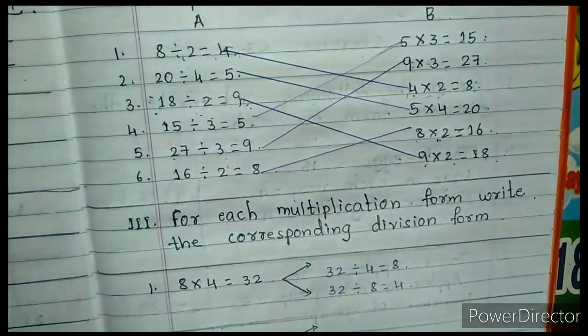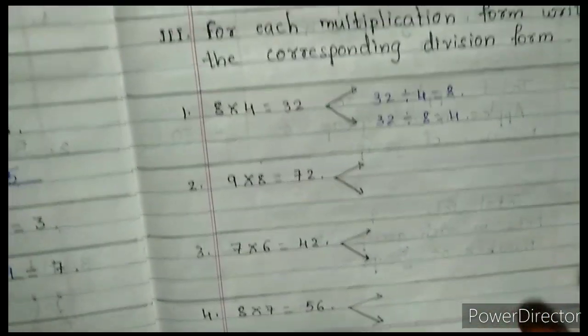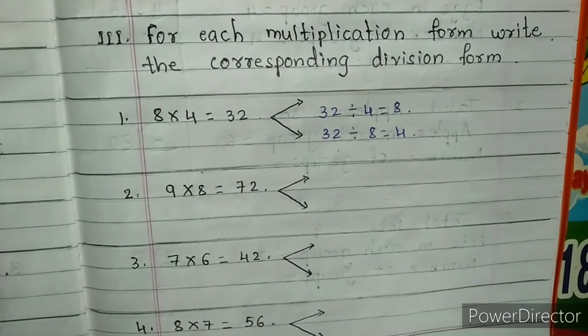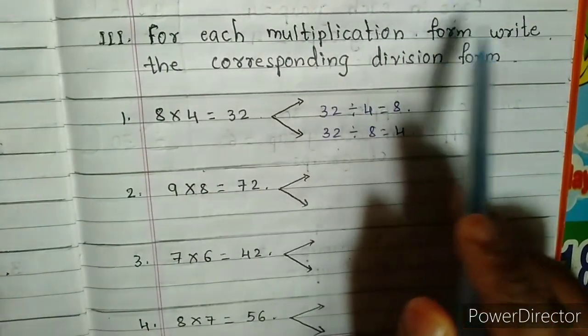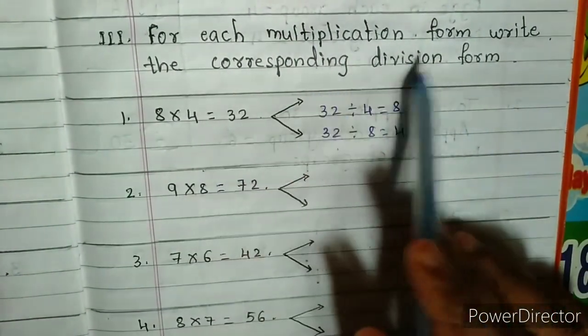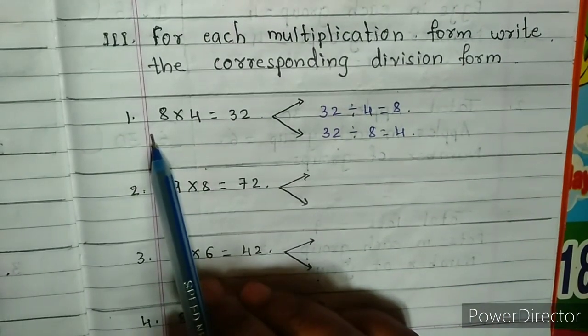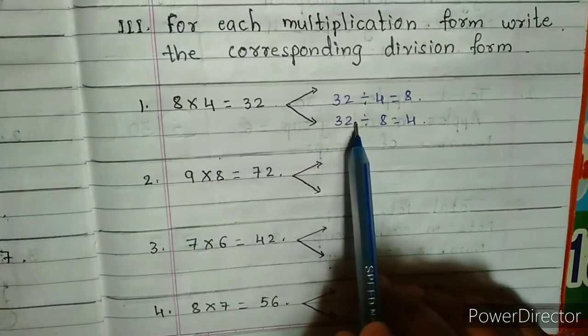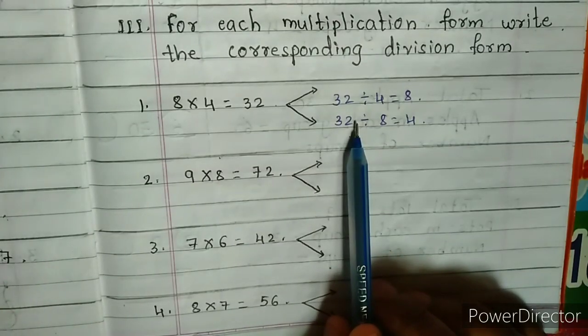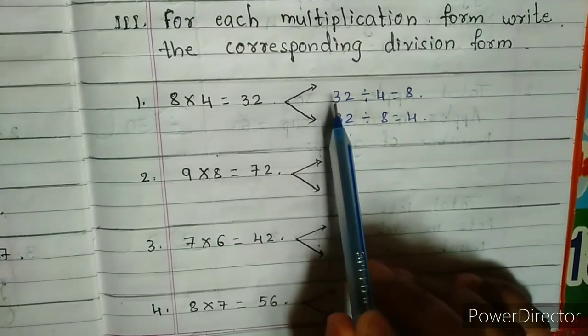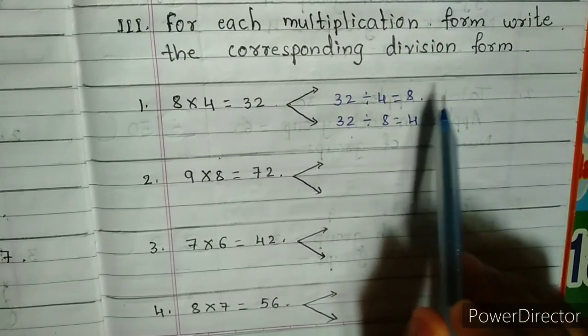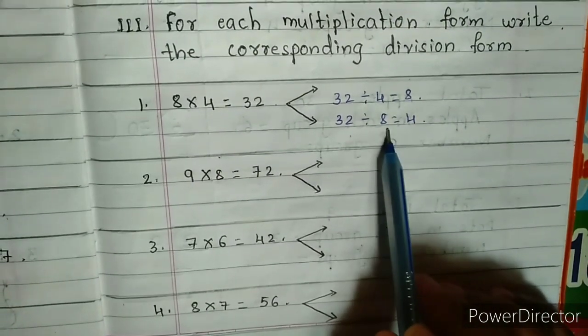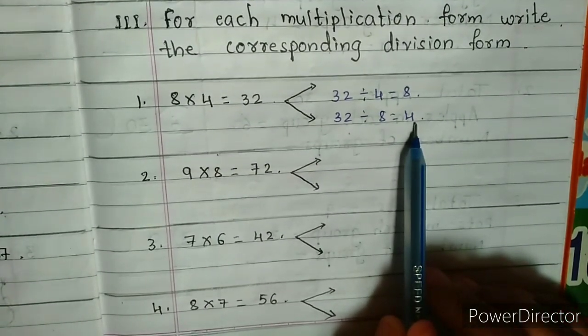So you understood, children? Now we'll go to the third one. For each multiplication form, write the corresponding division form. What is multiplication form? It is here. 8 4s are 32. And how to write division form? They have given one example for us. So that is 32 divided by 4 equals to 8. 32 divided by 8 equals to 4. What have I done exactly?